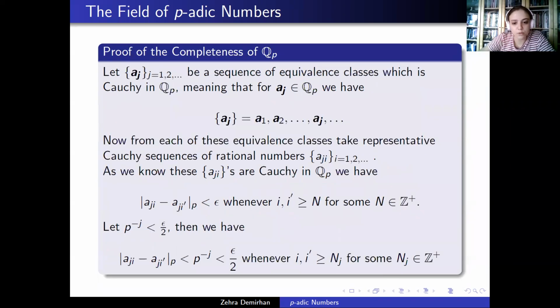Let A_j be a sequence of equivalence classes which is Cauchy in Q_p. Now, from each of these equivalence classes, we take representative Cauchy sequences of rational numbers, and we call them a_{j,i}. We also know that these a_{j,i} are Cauchy. Therefore, this inequality is satisfied whenever i and i' are greater than or equal to n for some positive integer n. Now, by this inequality and letting p^(-j) be less than epsilon over 2, we can write this inequality here easily, whenever i and i' are greater than or equal to n_j for some positive integer n_j.